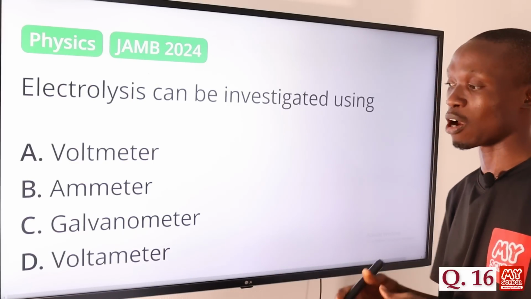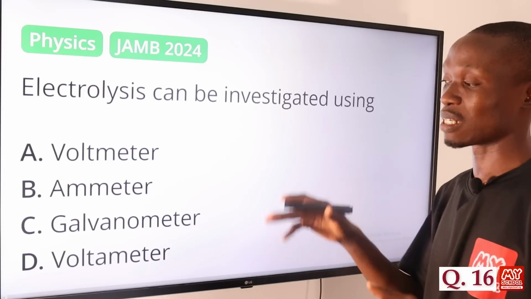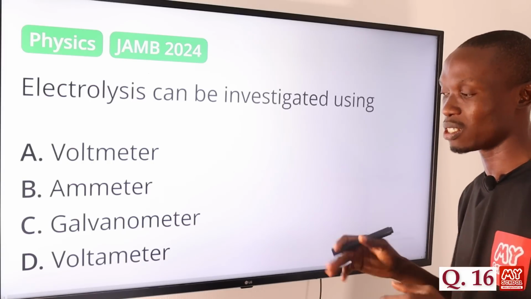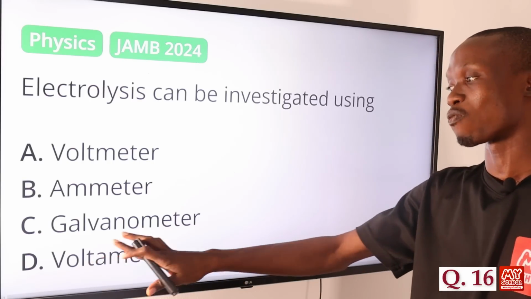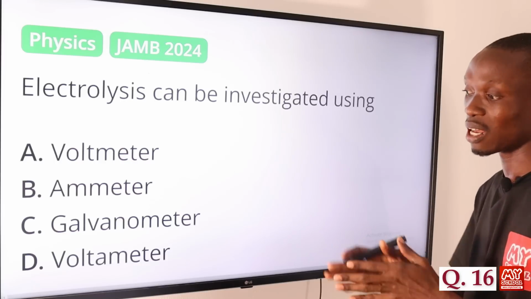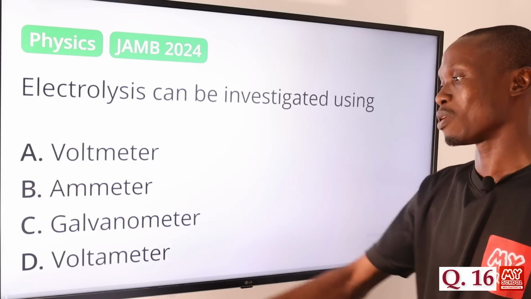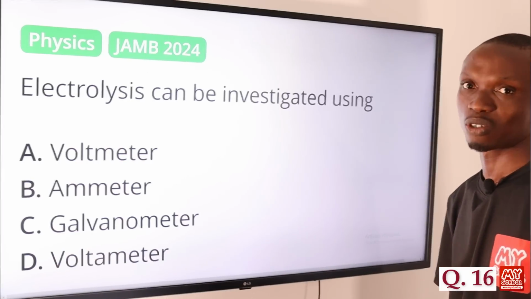Okay, so the voltammeter consists of two electrodes that are dipped in a liquid contained in a container, and another word for voltammeter is electrolytic cell. So that makes option D the correct answer to this question.